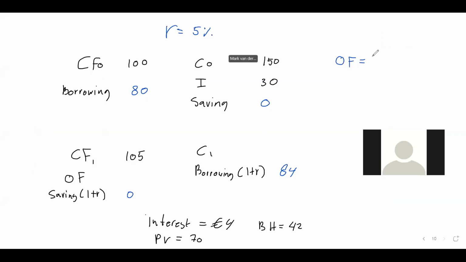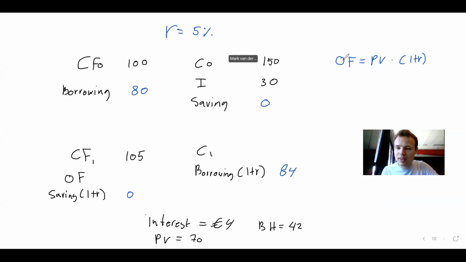The BH was the present value? Or what was the BH again? The BH, the 42. Oh, you don't have to use this. But it was the net present value times 1 plus R. But we will not use that. So this was irrelevant, but it is the net present value times 1 plus R.